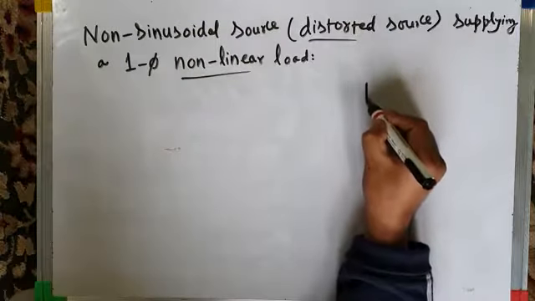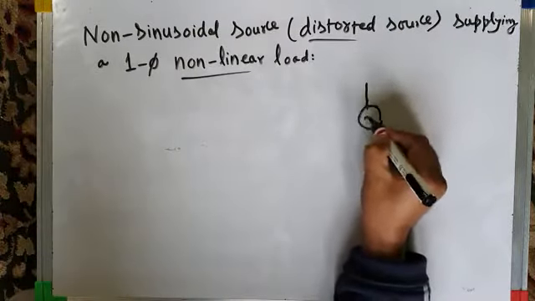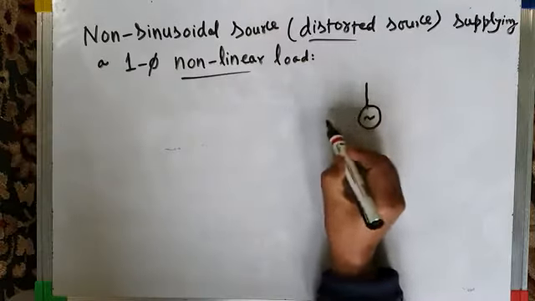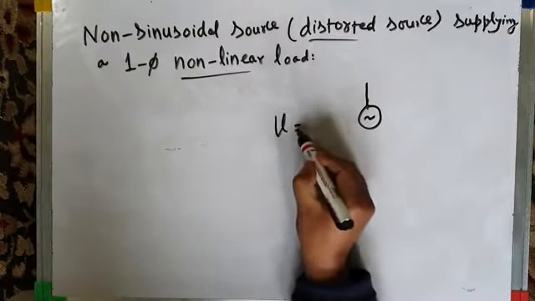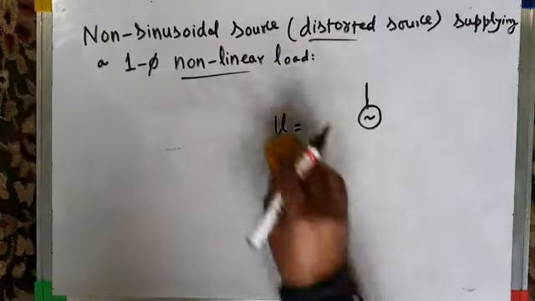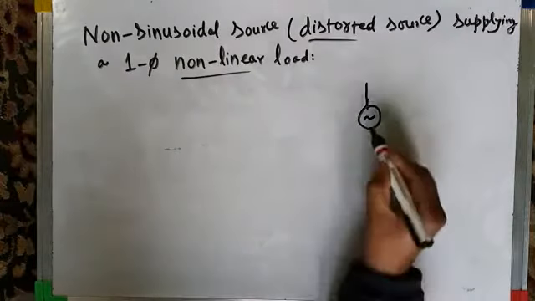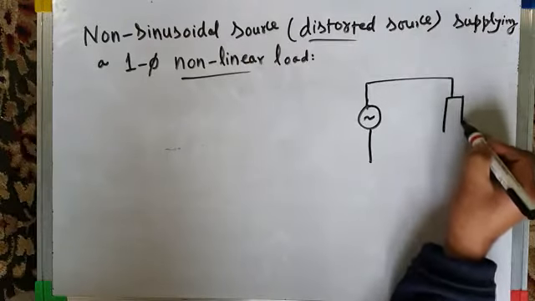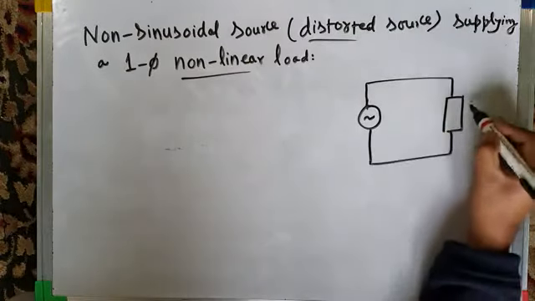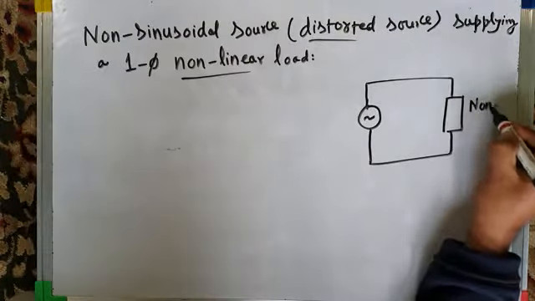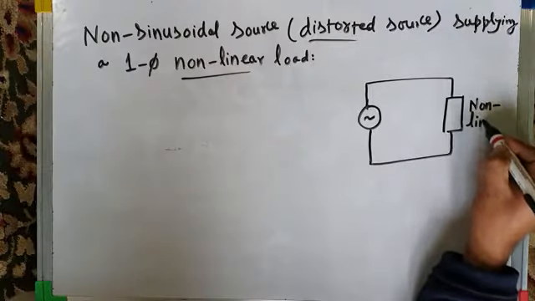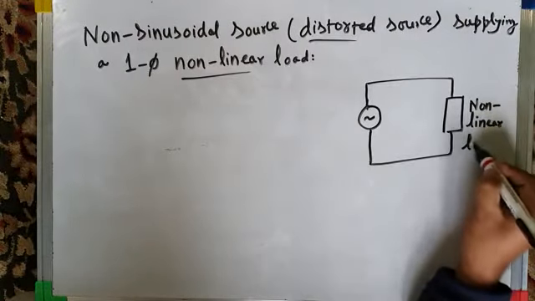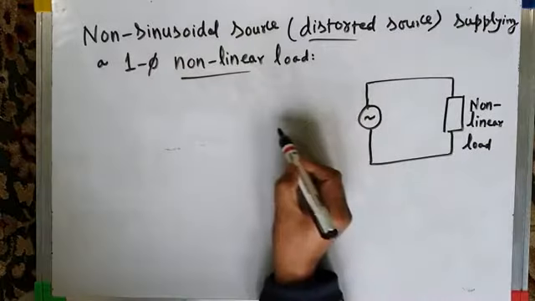So the circuit diagram is like this. We have a source where V is distorted. The applied voltage is not sinusoidal, the applied voltage is distorted. Let me first of all draw. And this is the load. As far as the load is concerned, it is a non-linear load. I will write here non-linear load. And the source is also non-linear.